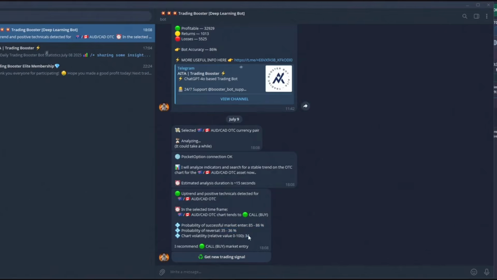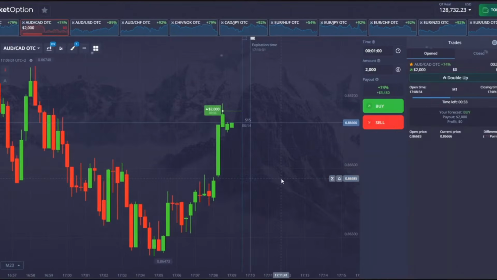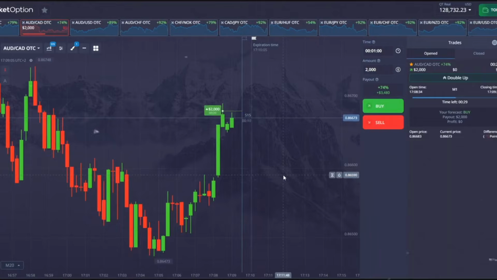Since these 2 parameters are very good, and the volatility is low, I still took the risk and opened my buy trade. So, you can actually ignore a certain factor if all the other factors are really good.